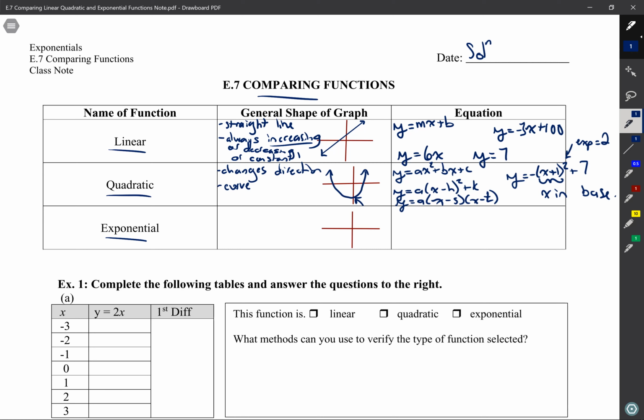Additionally, just one more thing that we do notice about our quadratic equation that's not going to be true for linear or for exponential is that it has some symmetry. So about the vertex, it's symmetric.